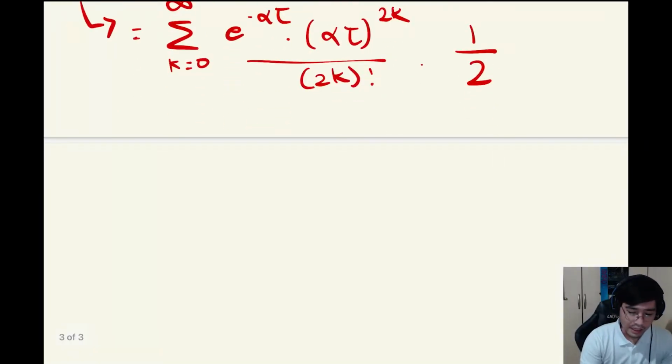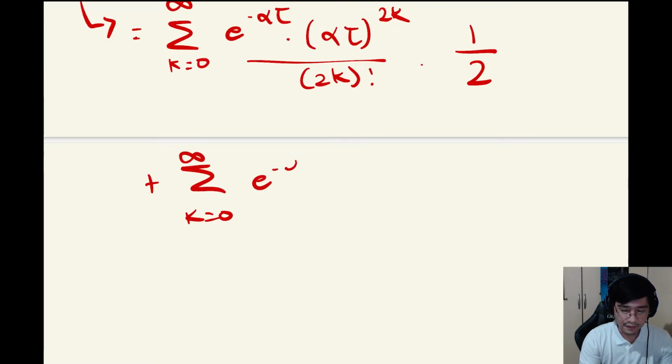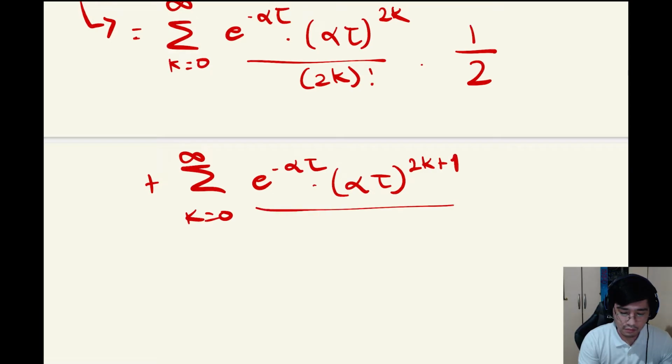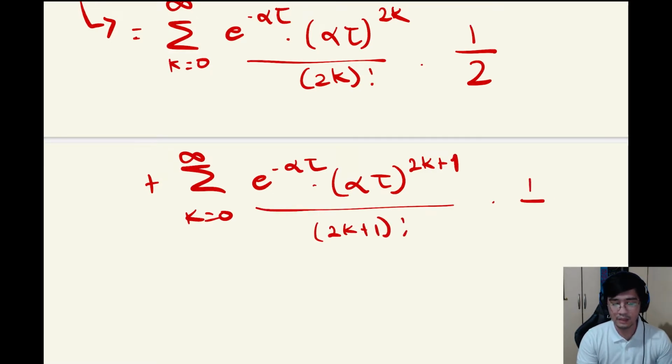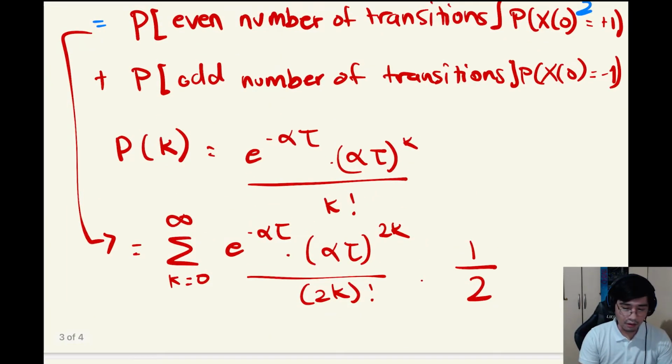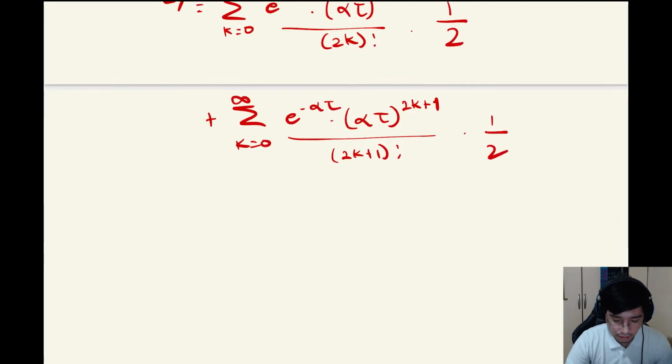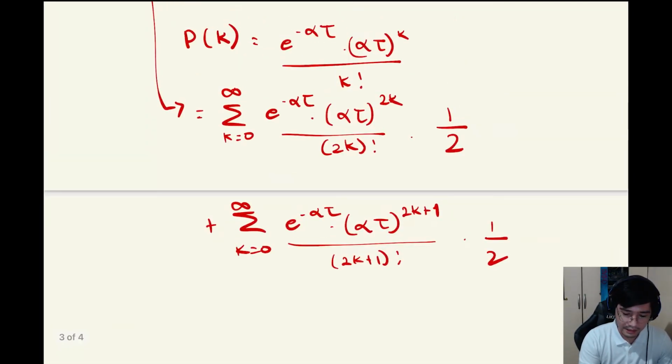And then we add here the odd number of transitions. e raised to negative alpha tau times alpha tau. If we want to get the odd number of successes, we can just add 1 here. 2k plus 1, over 2k plus 1 factorial, multiplied by 1/2. So this is the probability of x of t is equal to positive 1. So we just have to solve these quantities, right?